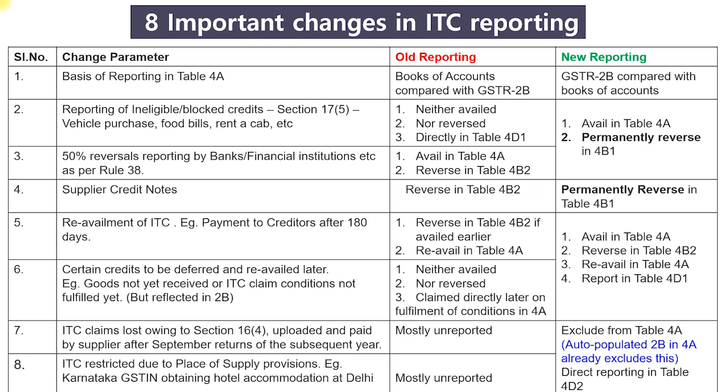This, and the other example which I took where accommodation services were obtained in Delhi by a Karnataka GSTN, both were mostly unreported in the previous reporting format. However, the new reporting requires it to be directly reported in table 4D2. Why is the word direct reporting used? Because it has to be excluded from 4A. If we examine the auto-populated 2B, it already excludes that from 4A and reports directly in 4D2. So we will take a practical example of this as well.